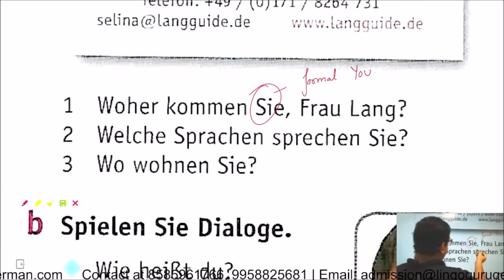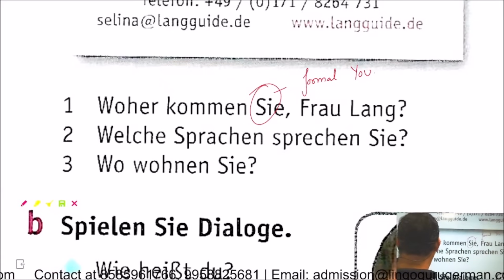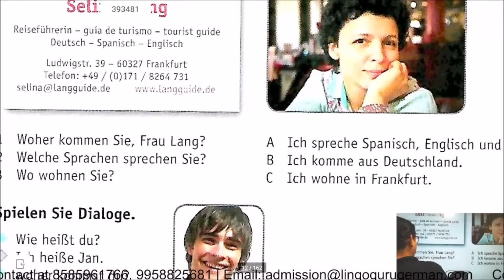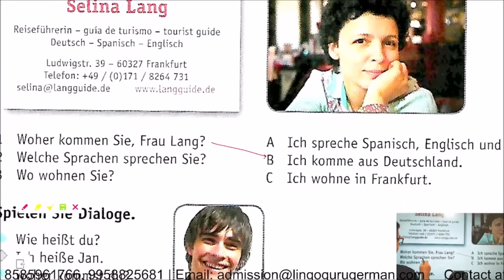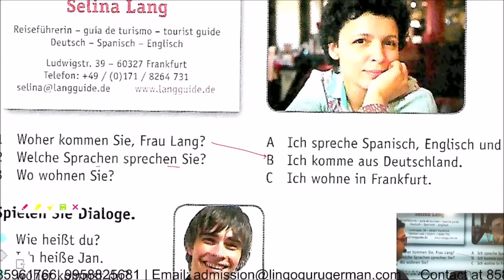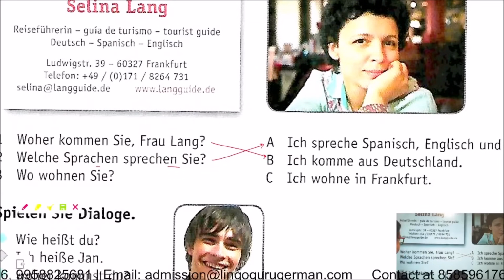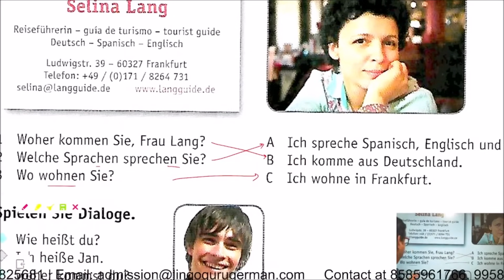So Frau Lang will reply, ich komme aus. What answers do we have? Ich komme aus Deutschland. Welche Sprachen sprechen Sie? Ich spreche Englisch, Spanisch und Deutsch. Wo wohnen Sie? Ich wohne in Frankfurt.